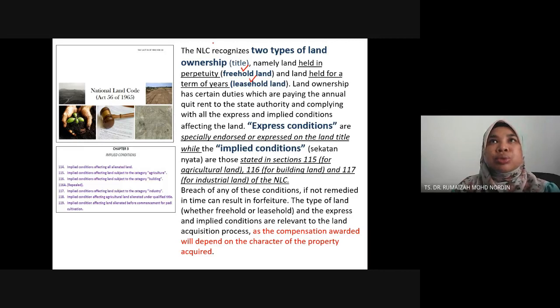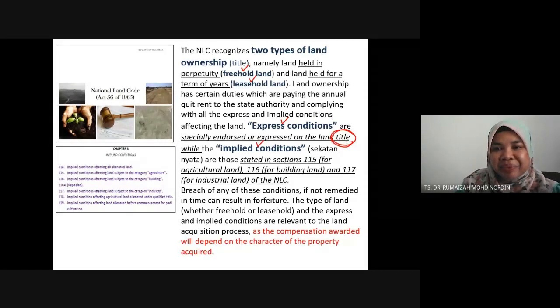So should you want to renew the lease, you need to pay a certain amount of money, maknanya nak bayar premium dia lah. And then other than that, for land, we have condition, express condition or implied condition. So express condition is actually syarat nyata yang di dalam title. So sebenarnya title ni dia bukan tajuk. Title ni actually geran, di dalam geran. So express condition ni syarat yang nyata dalam geran, ataupun implied condition ataupun sekatan nyata.